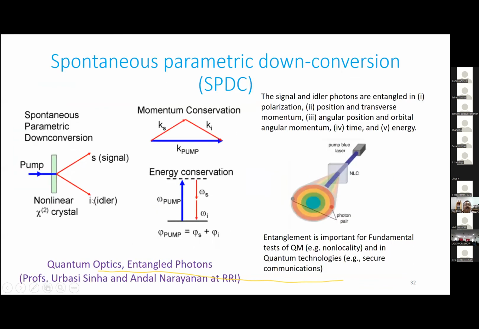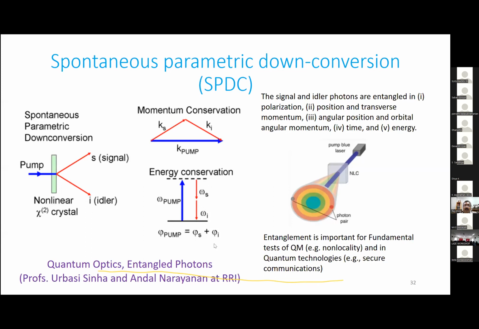Now, SPDC is quite important for a number of reasons. This is the diagram for this. You have the pump, and there is a signal and an idler. Momentum needs to be conserved. This is the phase matching condition: k pump should be equal to ks plus ki, and energy is, of course, conserved. And now the importance of SPDC is that the signal and idler photons are actually entangled in polarization, position and transverse momentum, angular position and orbital angular momentum, time and energy.